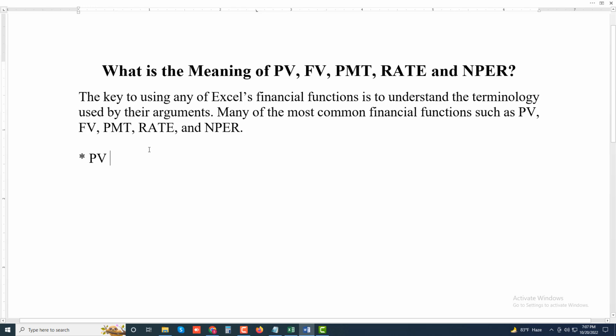So what is the PV? PV is the present value, that is the principal amount of the annuity.